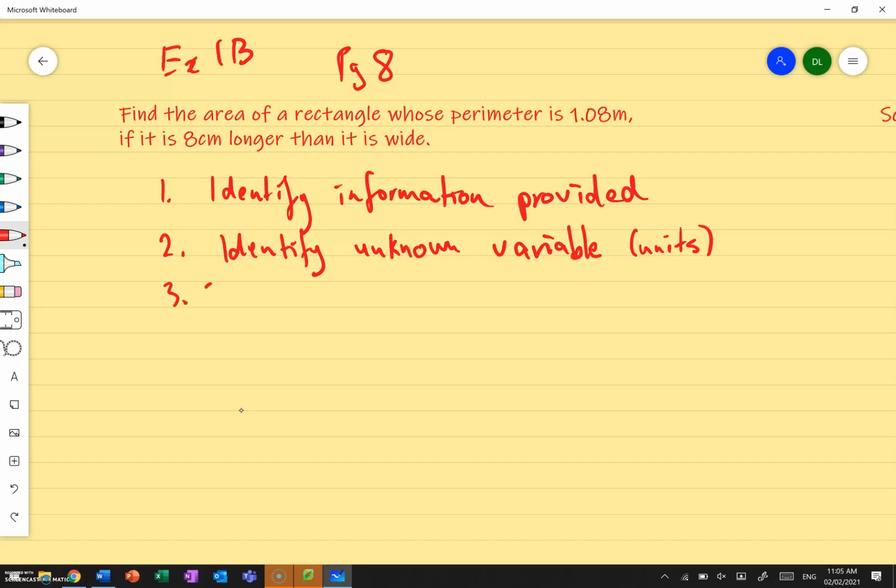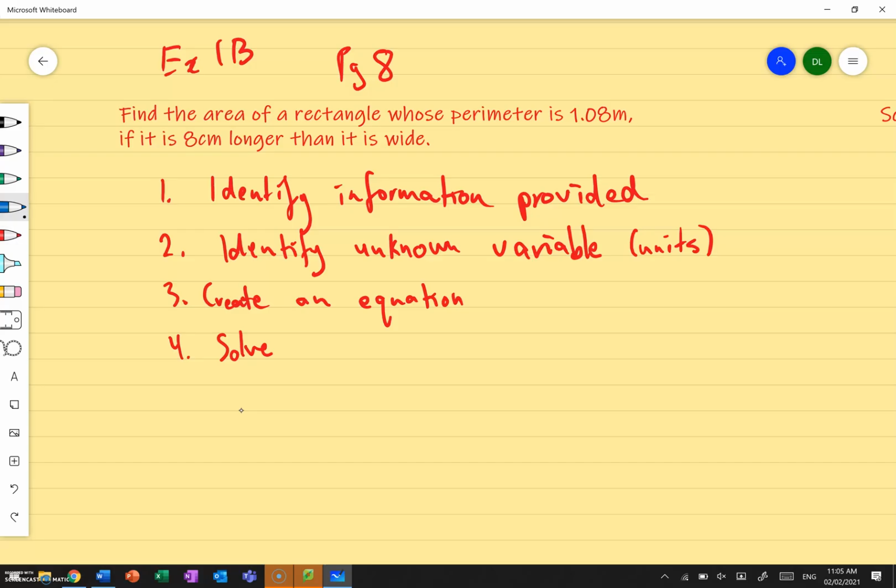Step 3, create an equation. So create an equation in terms of your pronumerals. And then step 4, solve. That's it. That is the formula for all constructing linear equations. Any questions? Great. Let's get into this question.